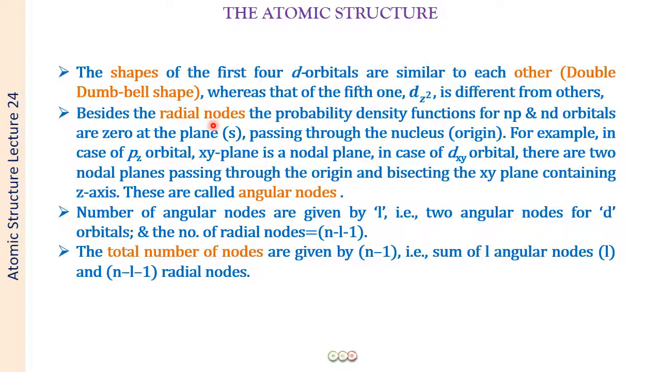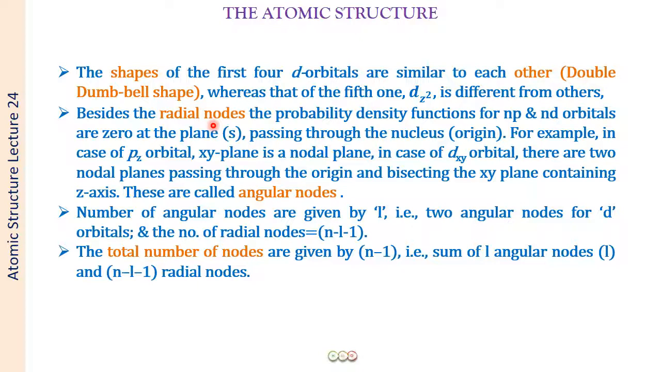So that is a radial node, because that is a function of the distance. Or you can say that at a certain distance from the nucleus, the probability of finding the electron is 0, and the node that is formed is called a radial node. We discussed that for ns orbitals, the radial nodes are going to be n-1.